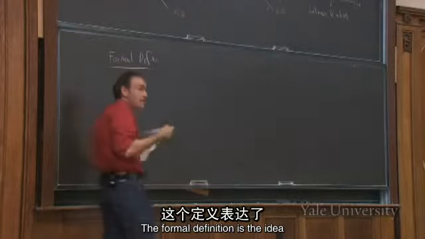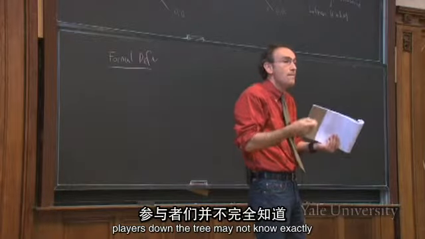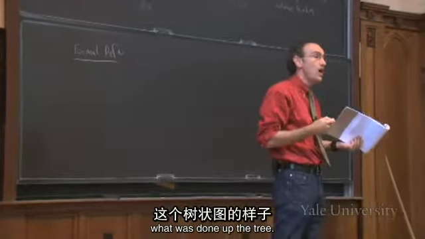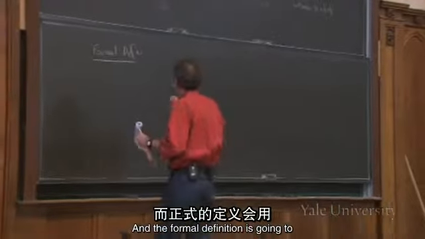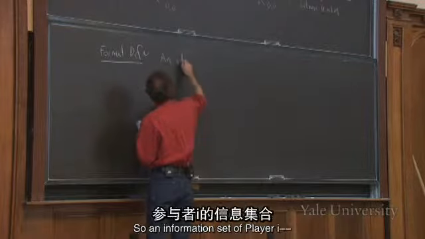The formal definition is the idea that I want to capture: that players down the tree may not know exactly what was done up the tree. And the formal definition is going to go through the idea of an information set.